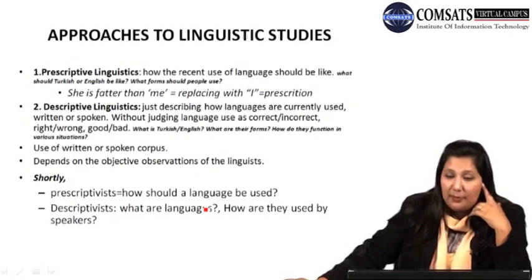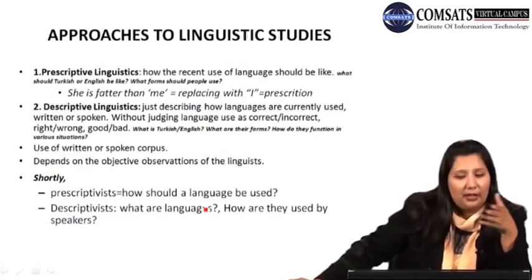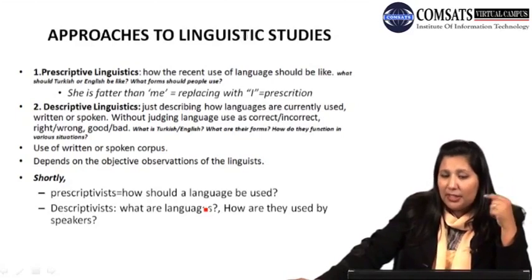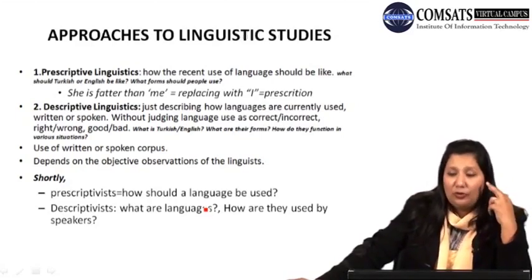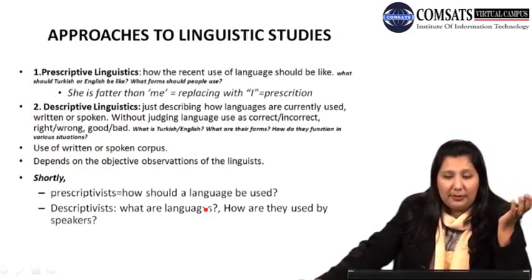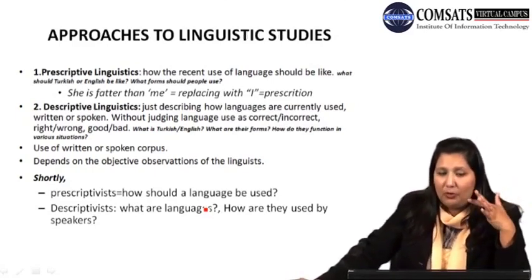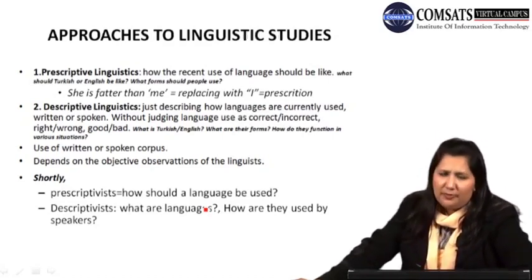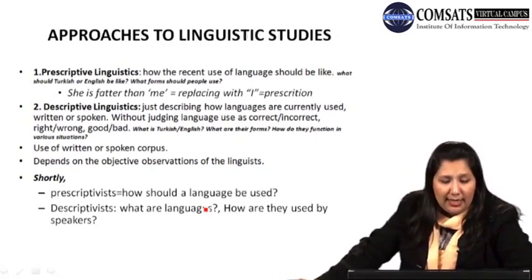Now coming towards the approaches to linguistic studies: prescriptive and descriptive linguistics. Prescriptive is how the use of language should be, prescribing the rules. Descriptive just describes how languages are currently used. Shortly, prescriptive is how a language should be used, and descriptive is what languages are and how they are used by the speakers.